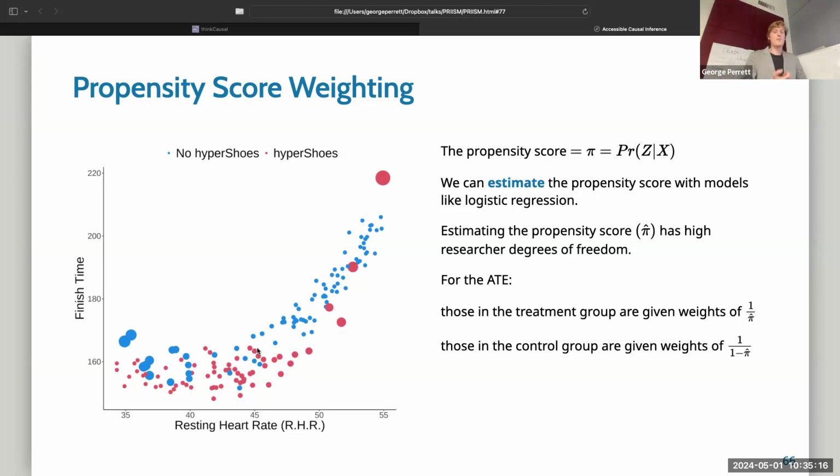So the logic of propensity score matching, or weighting, is we're going to calculate, well, first of all, the propensity score is the probability of getting the treatment given all of the confounders. So it's the probability of z given x. So for a randomized study, like the one we talked about, the propensity score is just 0.5 for everybody. Now, the probability that you're in the treatment is a function of your resting heart rate. So folks with lower resting heart rates have a higher probability of getting the treatment, and folks with higher resting heart rates have a lower probability of getting the treatment.